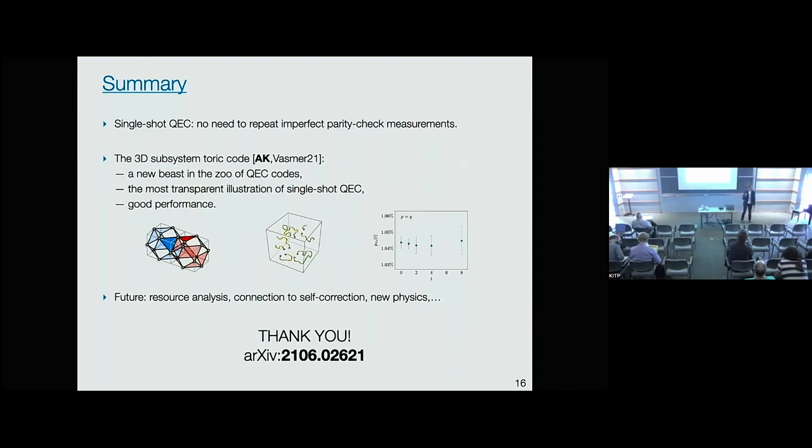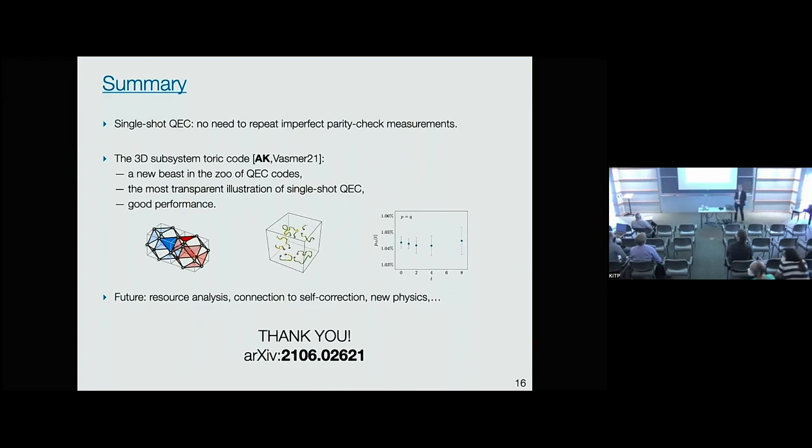The way I think about single-shot error correction, measuring the parity checks, inferring the stabilizer operators, and doing some corrections, is maybe some way to engineer one-form symmetries in the system. That's how I would view this model.